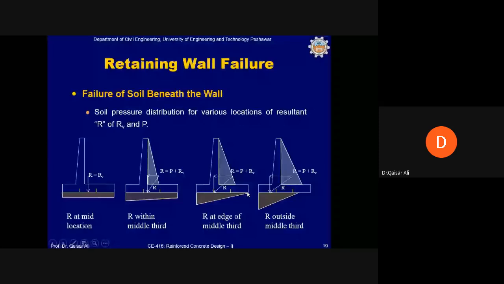In this condition, R falls outside the middle third, and part of the retaining wall is being lifted up because P pressure is much higher than the vertical stabilizing force. Therefore, some part of the retaining wall is not in contact. This part of the retaining wall is in fact not in contact with the soil. Therefore, the distribution of the soil pressure will be like this. In every case, the pressure beneath the toe, this ordinate, shall be calculated, and this will be compared with the allowable bearing capacity of the soil in order to see whether the soil will settle or not.